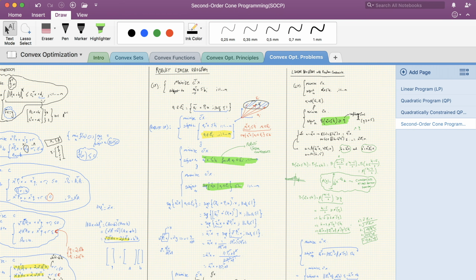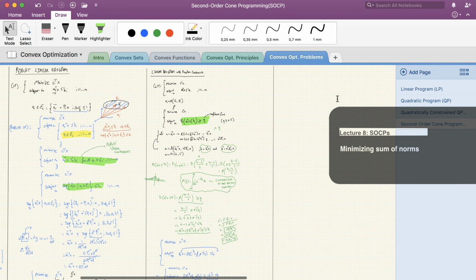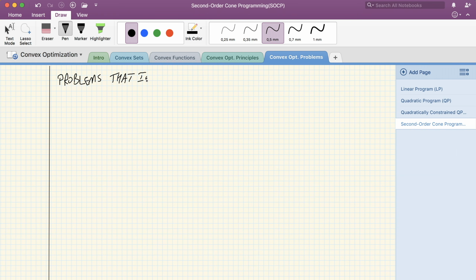So up till now, we've seen two applications of SOCP, that is robust linear programming, which could be cast as an SOCP, and a linear program with random constraints. Now, the latter you find a lot in portfolio analysis and more specifically in the Markowitz portfolio analysis. So another application of SOCP lies in the class of problems that involve sums of norms.